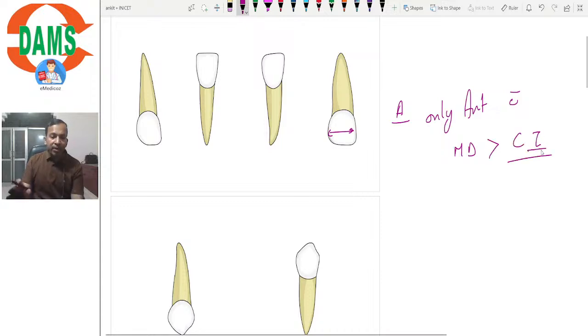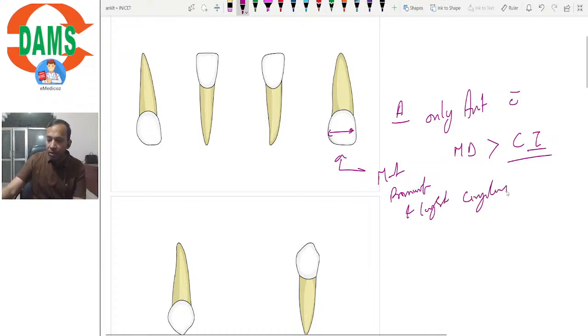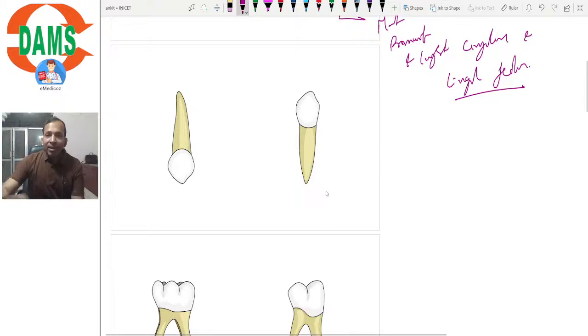This is the only anterior tooth, right, to have such a feature, and the upper central has the most prominent and largest cingulum and lingual features of all the incisors. परमानेंट में लैटरल इंसाइजर में था, यहाँ पर सेंट्रल इंसाइजर में, मैक्सिलरी सेंट्रल इंसाइजर में. कनाइन्स में सेम फीचर, ठीक है.